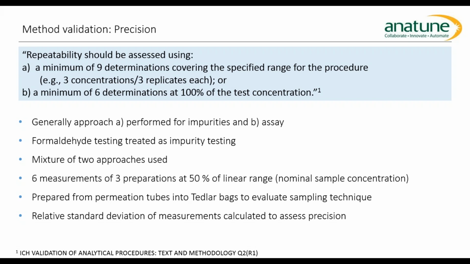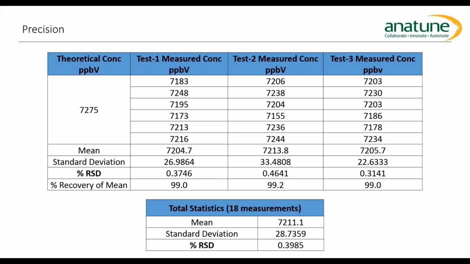So these concentrations were prepared by using the permeation tubes and the permeation oven to generate a known concentration, running that gas flow into a Tedlar bag and using that Tedlar bag as a surrogate for the pouch product in this system. And here we can see the data generated. So the theoretical concentration we were looking at as measured from the permeation oven was 7.27 ppmv, and you can see the 6 repeat measurements.